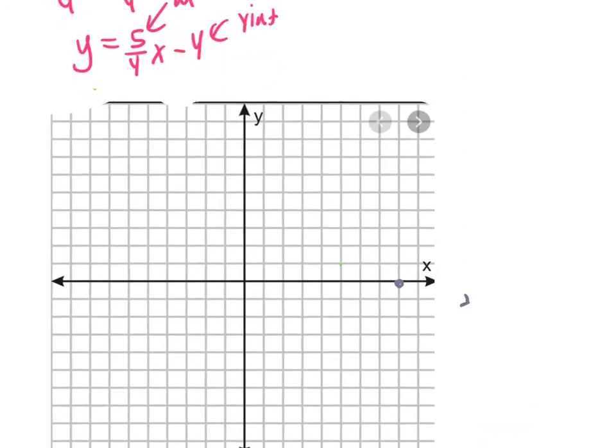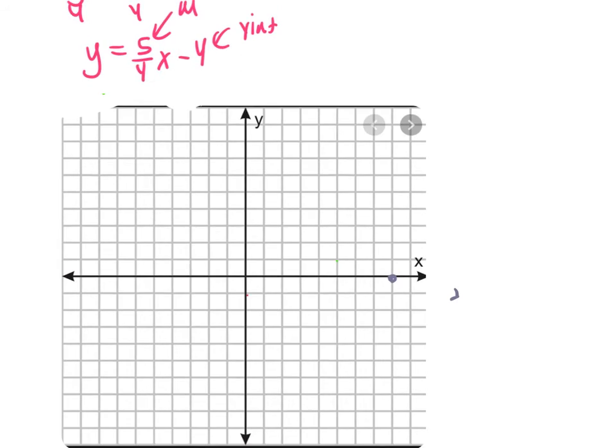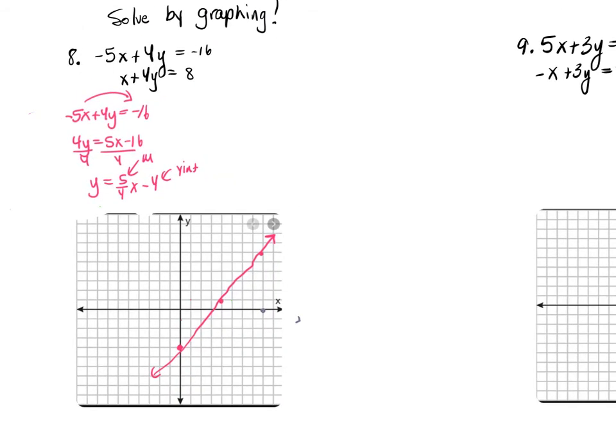So I'm going to graph. I have a point at negative 4. It's a positive line, so it slopes upward. I go up 5, 1, 2, 3, 4, 5, over 4: 1, 2, 3, 4. Plot my point again, up 5, over 4. And connect your dots.